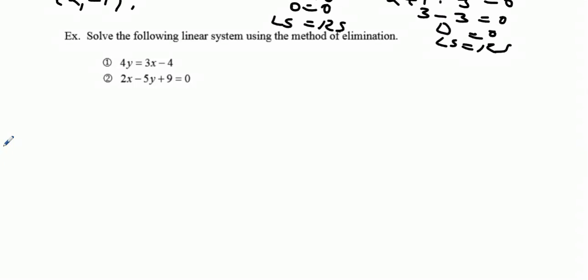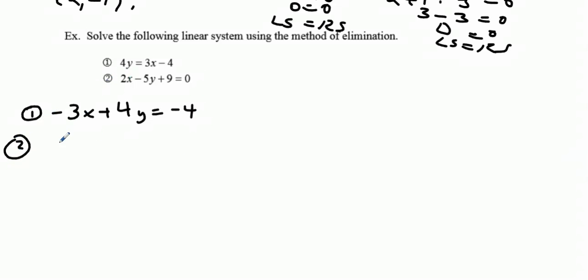So the step is the same at the beginning. We want to rearrange it into ax plus by equals c form. So let's see. The 3x has to be on the left-hand side, so that's going to be minus 3x plus 4y equals negative 4.